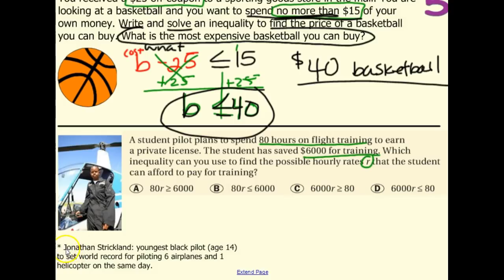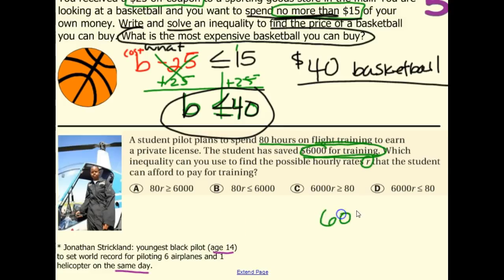So this is what I was saying was true. It says Jonathan Strickland was the youngest black pilot at age 14. He set the world record for piloting or flying 6 airplanes and 1 helicopter on the same day. Pretty cool. So back to our problem here. We have only $6,000 total to spend on training.